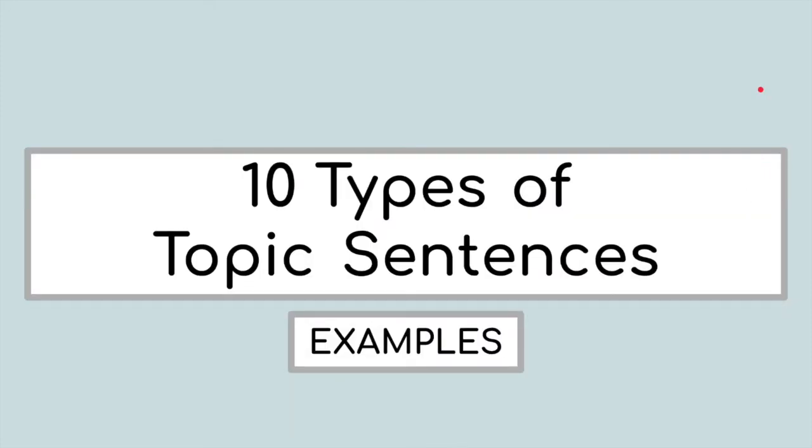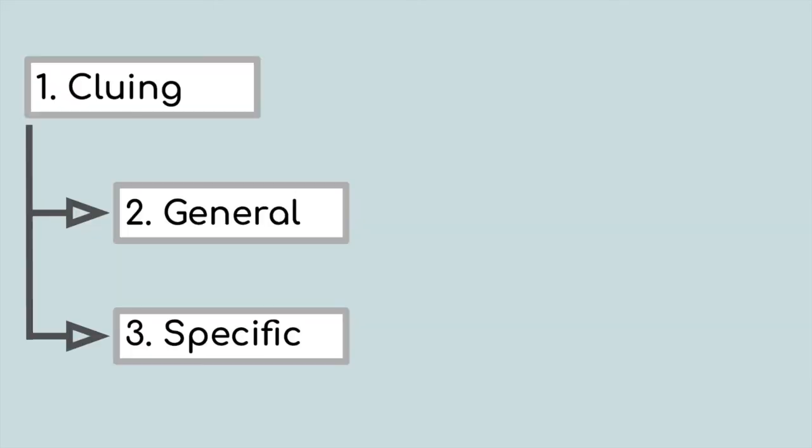Okay, everyone, welcome back to those of you who just read on your own. Now we're going to head into a few examples of our 10 types of topic sentences that we just spoke about. So, of course, first we have cluing.